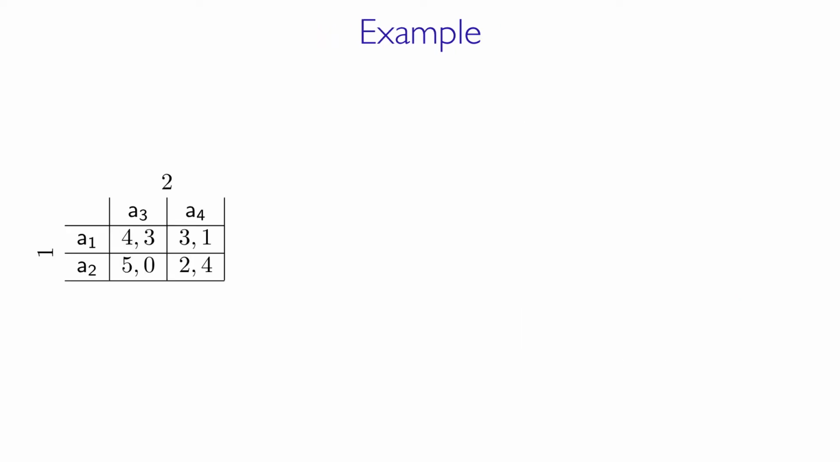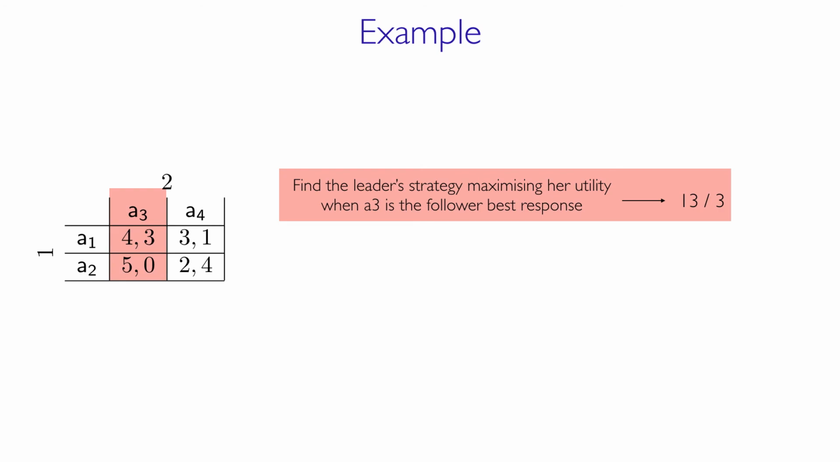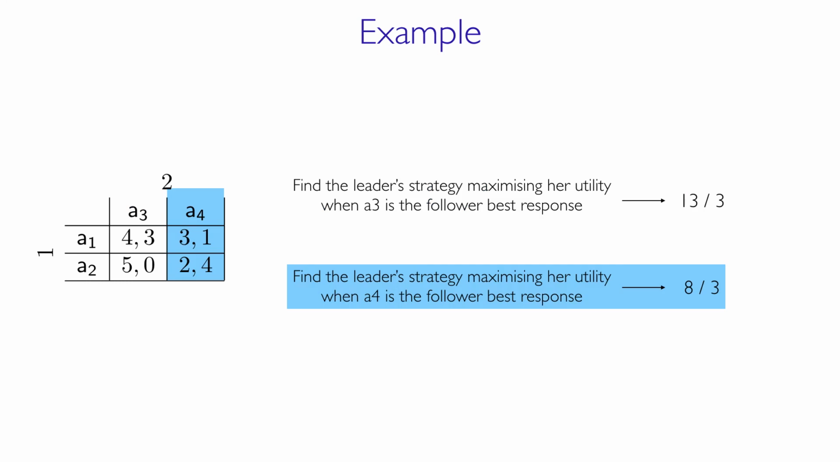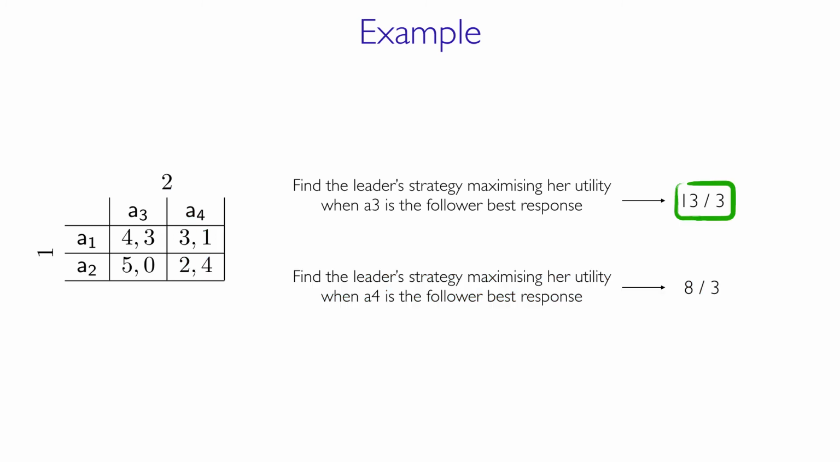Consider this simple example. Given action A3, we find the best strategy of the leader subject to this action is a follower best response. The maximum utility for the leader is 13/3. Given action A4, we find the best strategy of the leader subject to this action is a follower best response. The maximum utility of the leader is 8/3. The maximum of the leader utility is for the action A3 of the follower, and it is 13/3.